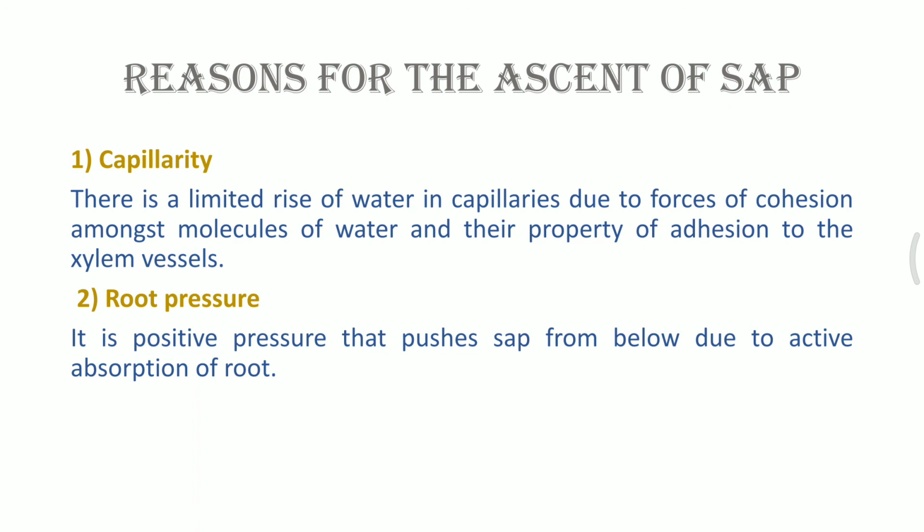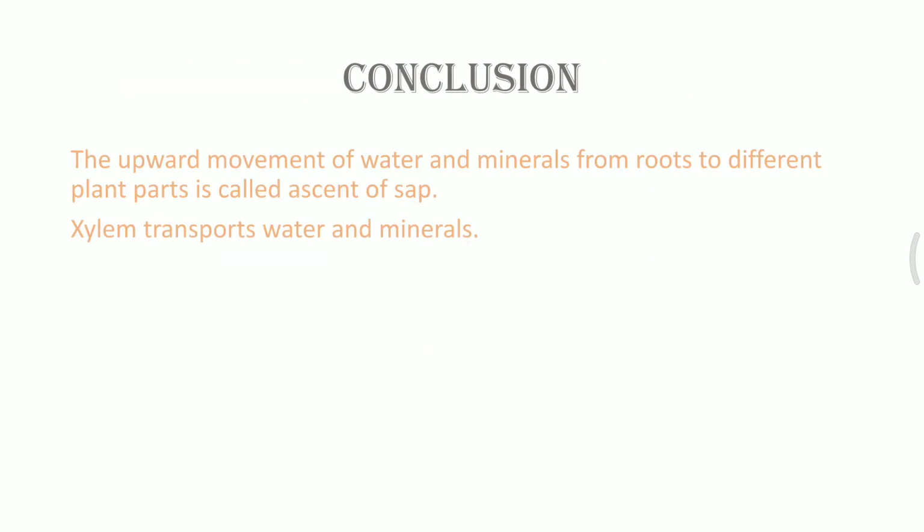Now, what about the root pressure? It is a positive pressure that makes the cell sap move forward actively from the roots till the leaves. And over here, transpiration also plays a very prominent and important role. So these were the reasons for the ascent of sap, why the movement of water and minerals was taking place from the roots till the leaves. And what do we conclude? We conclude that the upward movement of water and minerals from the roots to different parts of the leaf occurs with the help of ascent of sap.